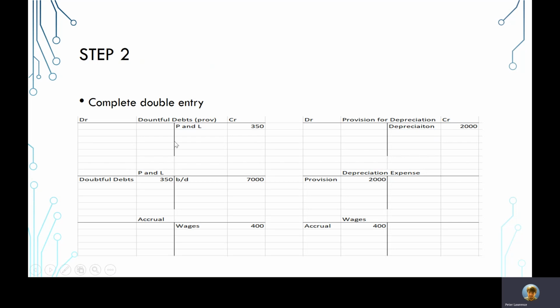So for each of the items, for the doubtful debts, I've credited the doubtful debts. I would debit the profit and loss. Provision for depreciation, there's £2,000 worth of depreciation. So credit the provision, debit the depreciation expense. And then for the accrual, add to the wages, credit the accrual. One thing to notice there is I put the brought down of 7,000, which was the original profit on the balance sheet. I put that as a brought down in the profit and loss on the credit.